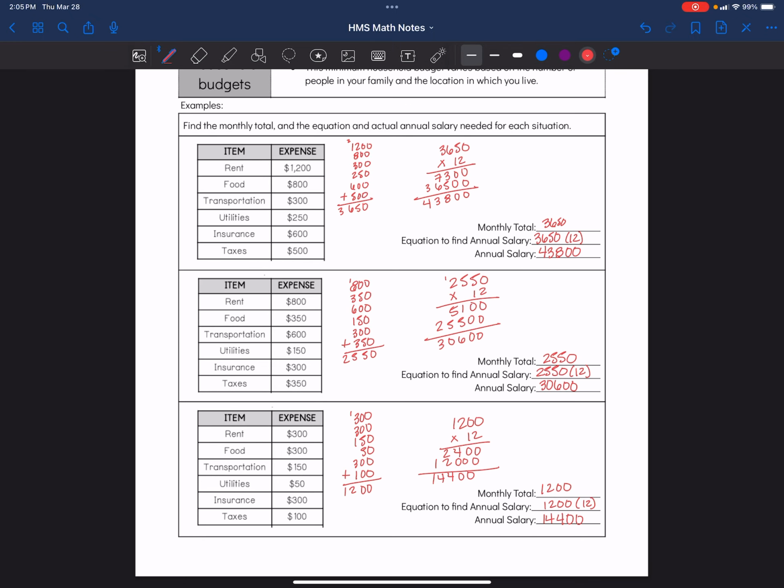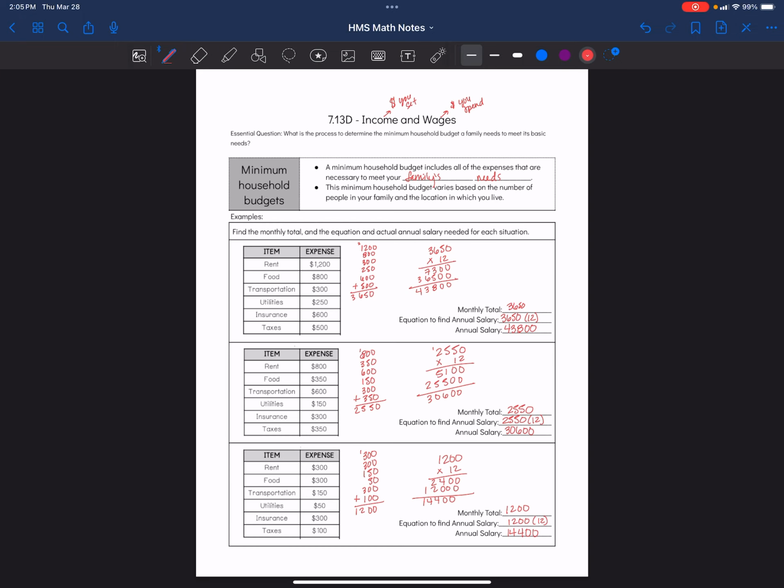So it looks like that first family is the one that costs the most. But pretty simple, right? Like, we're just trying to figure out how much you're spending in a month and then multiplying it by 12 to figure out how much you're going to need to earn in a year to not go into debt. Easy peasy. Let your teacher know if you have any questions.